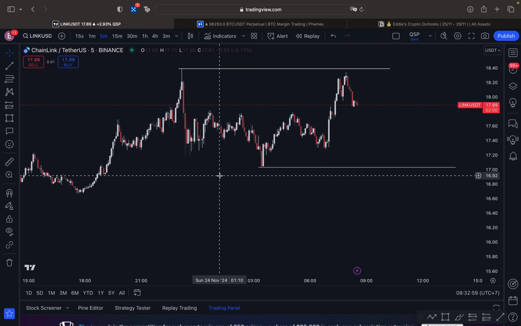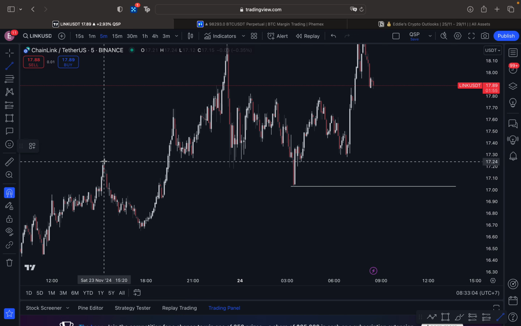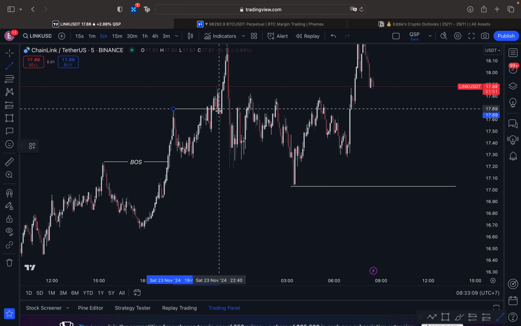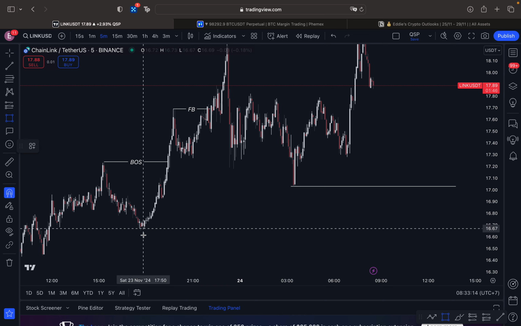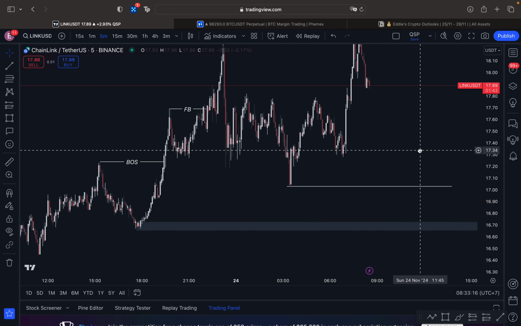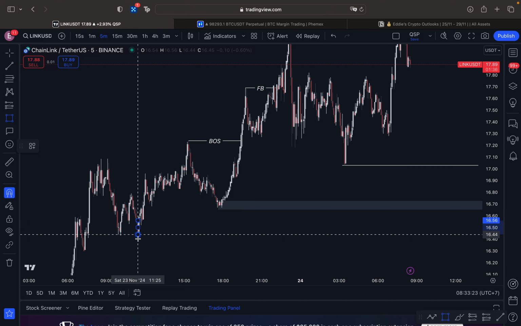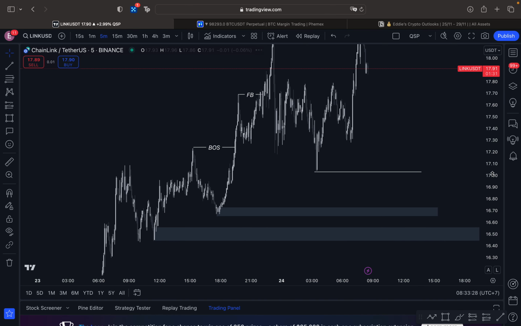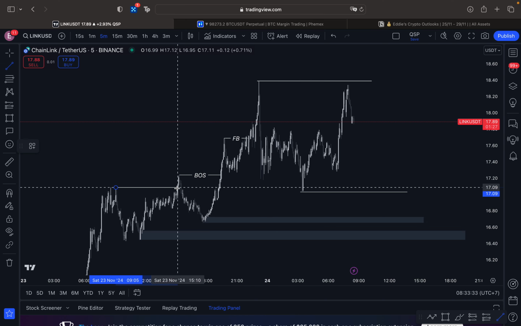Let me go to M5. Okay, M5 looks a bit more clean. I'll mark this out, this breaker structure. Then use this as the F-boss. Mark out this area. I'm liking this area better. Marking this out as well. Break structure.